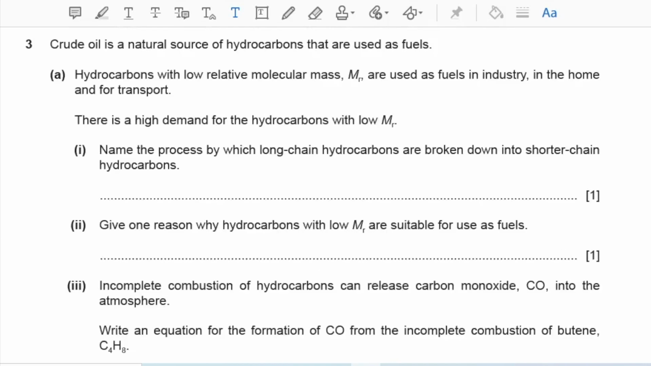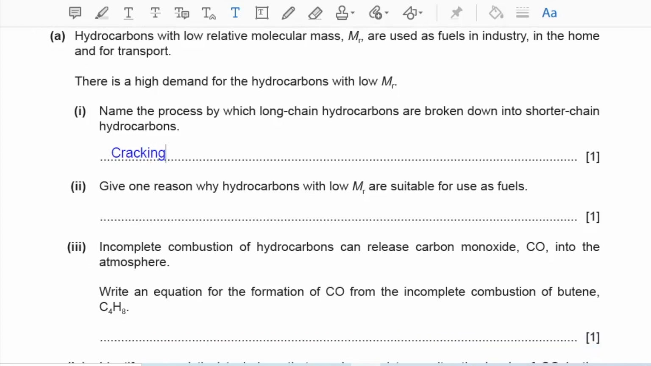Question number 3, crude oil is a natural source of hydrocarbons that are used as fuels. Part A, hydrocarbons with low relative molecular mass are used as fuels in industry, in the home, and for transport. There is a high demand for the hydrocarbons with low molecular mass. Part 1, name the process by which long-chain hydrocarbons are broken down into shorter-chain hydrocarbons, and that process is called cracking, through which smaller hydrocarbons are taken from larger hydrocarbon chains.